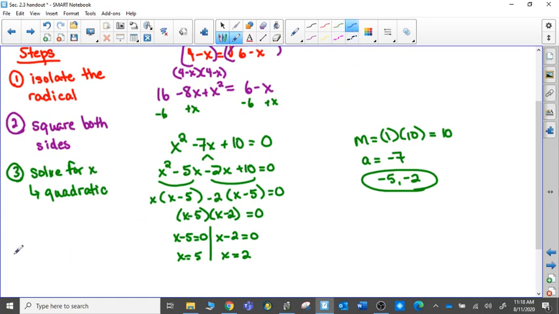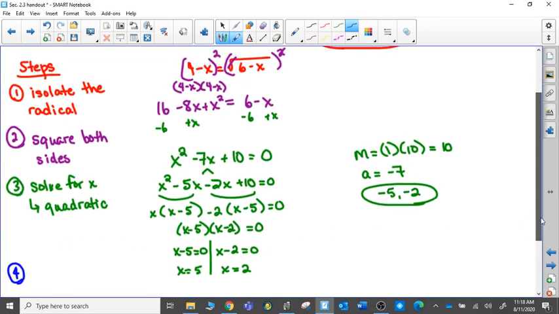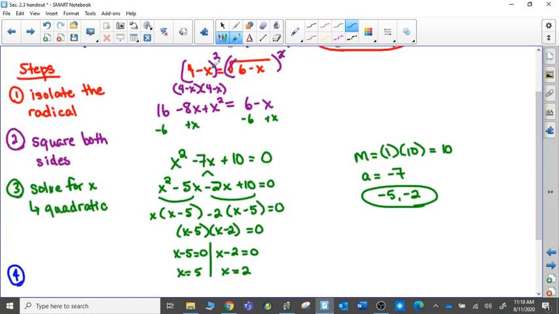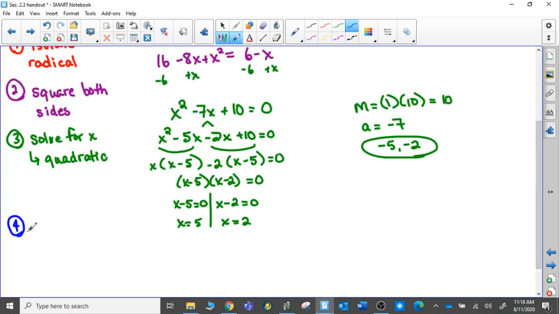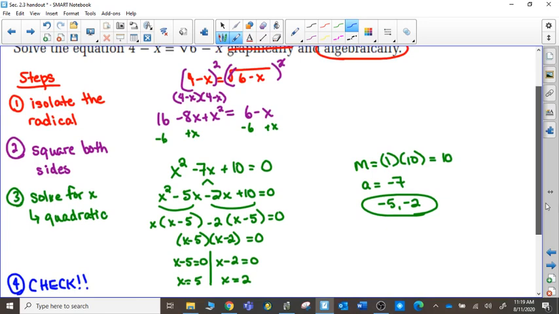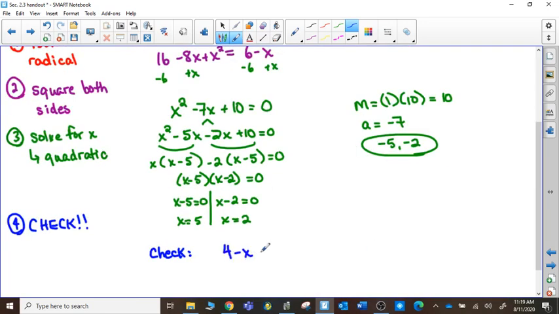Now with radical equations, there is an issue. We can create what's called an extraneous root. This process of squaring both sides can create an extra answer that is not a correct answer. And so with radical equations, we need to always check your solutions. So if I were to go through and do a check, I'm going back to my original equation. Where is it? 4 minus x equaling that square root of 6 minus x.